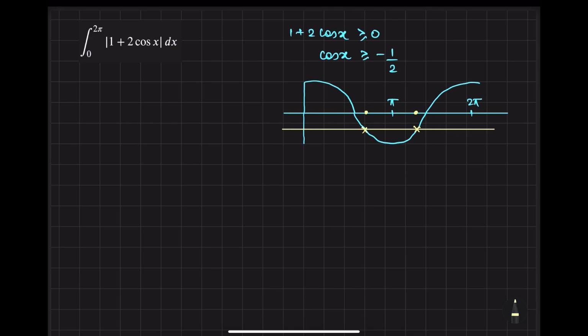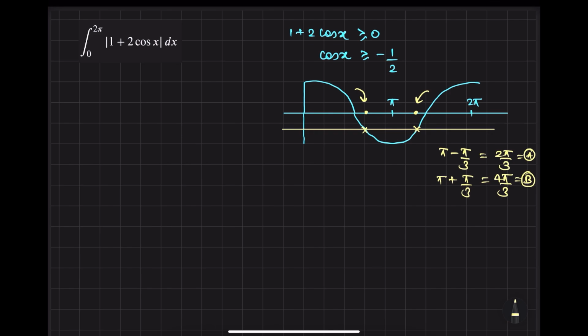So can I say that the first number is pi minus pi by 3, that is 2 pi by 3. So this is the first point. Okay, suppose it is A. Now second point, third quadrant, pi plus pi by 3. So it will become 4 pi by 3. It is B. Okay. So we got this as B.